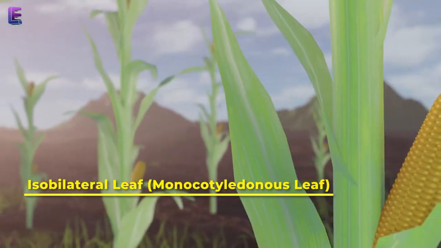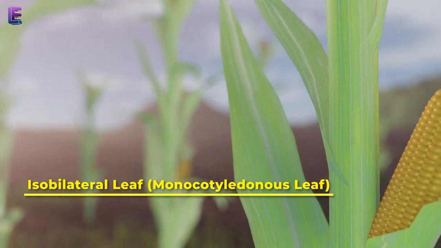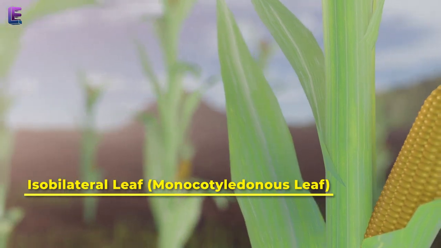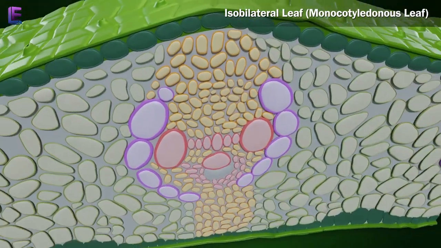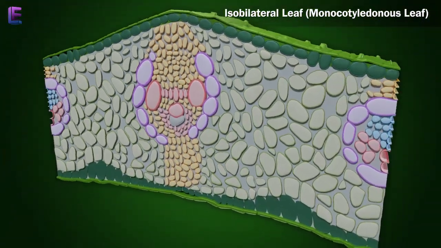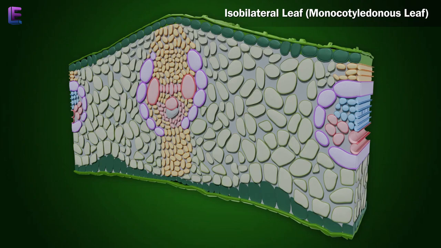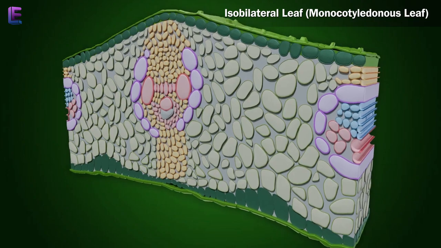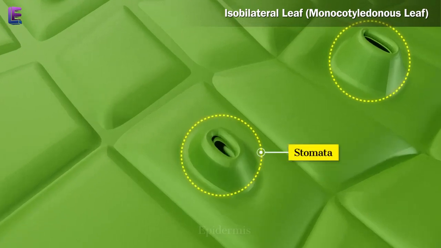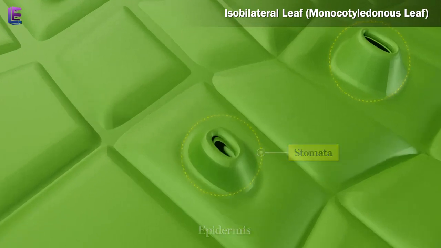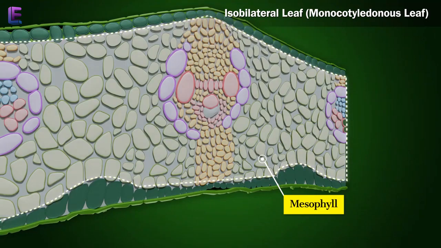Isobilateral leaf. Monocotyledonous leaf. The anatomy of an isobilateral leaf is similar to that of the dorsiventral leaf in many ways. The stomata are present on both the surfaces of the epidermis. The mesophyll is not differentiated into palisade and spongy parenchyma.